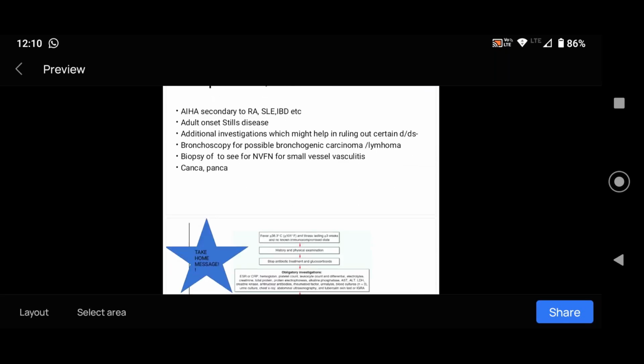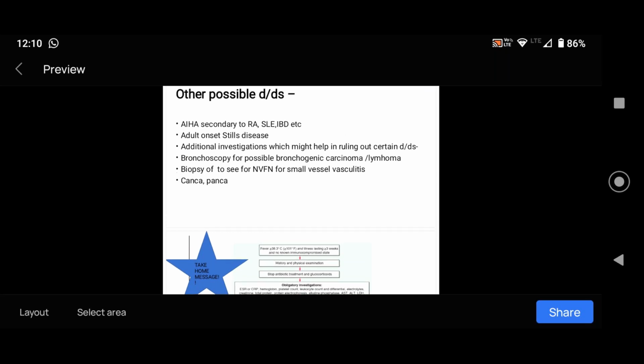Some other possible DDs, a whole lot of them. Very far-fetched DDs include autoimmune hemolytic anemia secondary to RA or SLE, but again, then RA and SLE have been ruled out. Adult onset Still's disease, because there was some RF positivity, but it is a very non-specific finding, and again, no arthritis and no rash. Additional investigations which might help us in ruling out or ruling in certain DDs include bronchoscopy for possible bronchogenic carcinoma or lymphoma, biopsy to see any vessel vasculitis and fibrinoid necrosis, but it is a lower down diagnosis, so just an additional possibility.